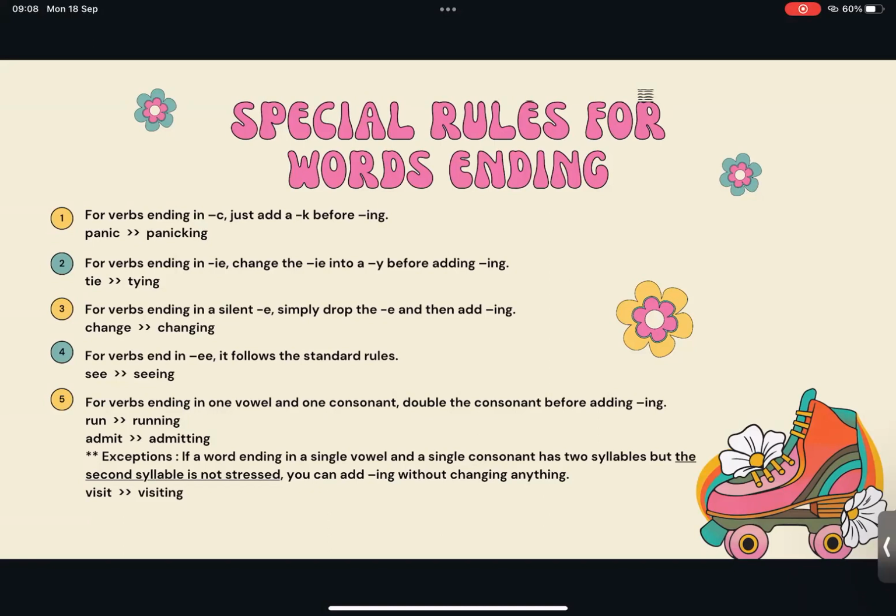There are exceptions to this rule. However, if a word ending in a single vowel and a single consonant has two syllables, but the second syllable is not stressed, you can add -ing without changing anything, like the word visit becomes visiting. Next.